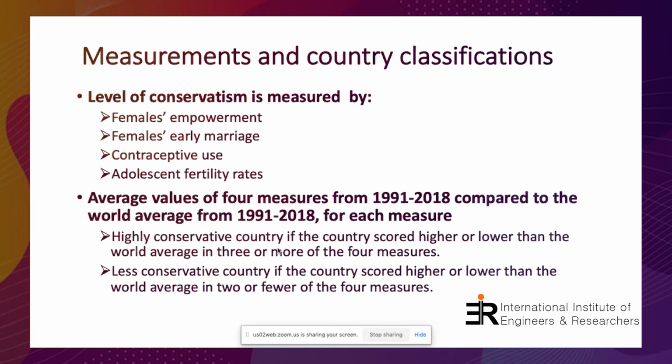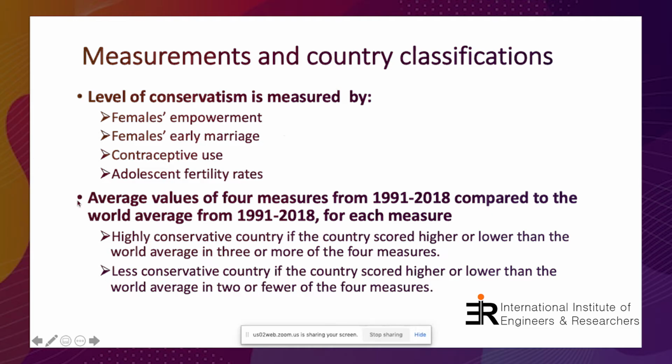So as I said earlier, we use the level of conservatism as a measure, and to construct this measure, we use female empowerment measured by female seats in the parliament. We use the percentage of female early marriage in each country. We use the percentage of contraceptive use, and the adolescent fertility rates. All these four measures were used to construct the conservatism.